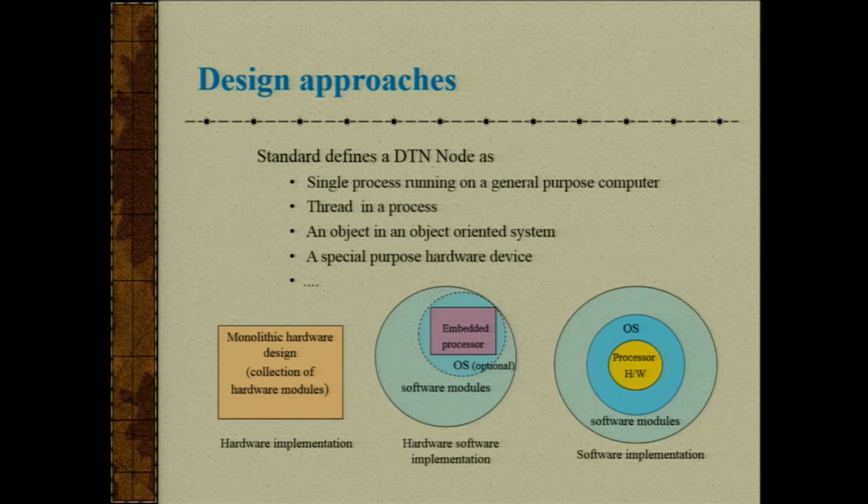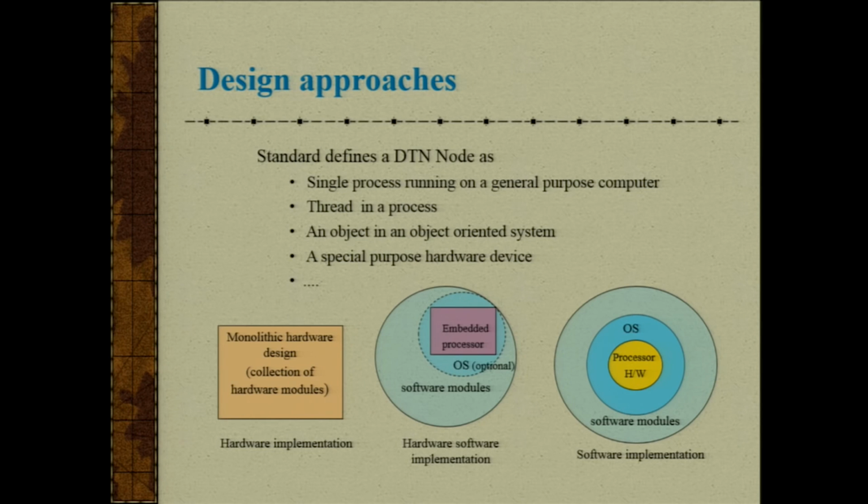The bundle protocol standard defines that the DTN node can be a single process running on a general purpose computer, or it can be a thread in a process, or it can be an object in an object-oriented system, or it can be a special purpose hardware device, or it can be anything that the functionality is built on. So in this we have a hardware implementation. It's a monolithic hardware design where we have a collection of hardware modules which interact and realize the functions.